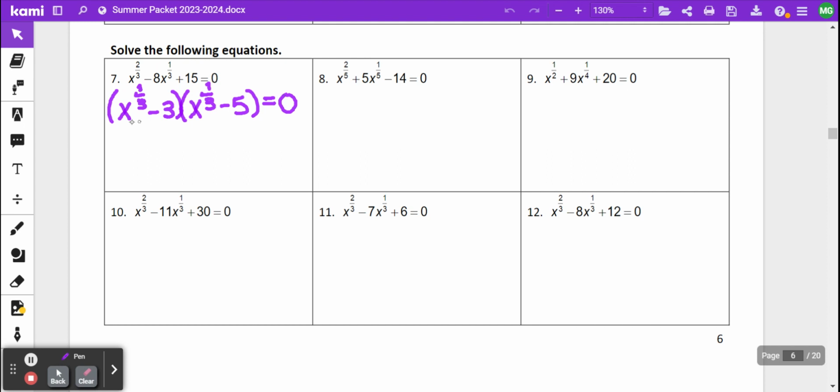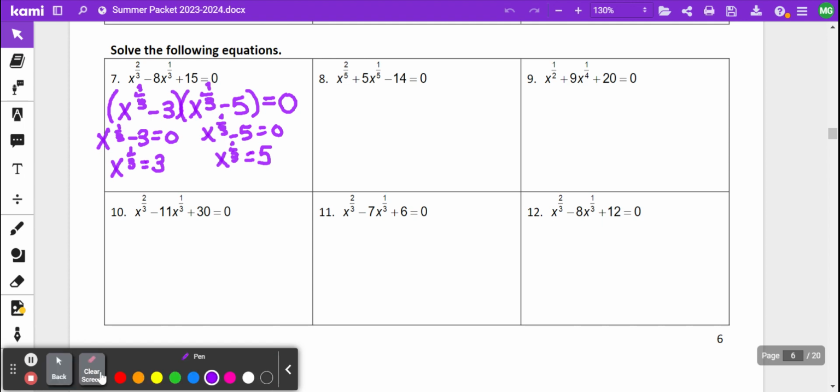So we now have that we would set x to the 1/3 minus 3 equal to 0, and x to the 1/3 minus 5 equal to 0. We're going to move that 3 over. We're going to move that 5 over. So we get x to the 1/3 equals 3. And we'll do this one over here while we're at it. x to the 1/3 equals 5.